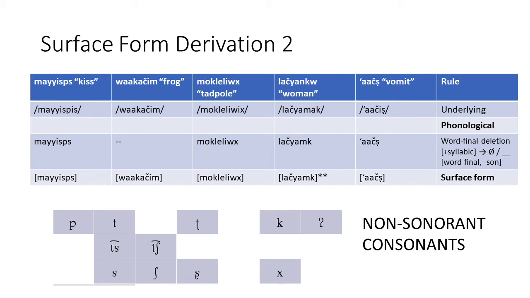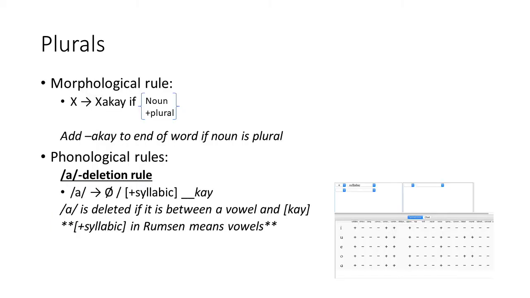Let's make it a little bit more complicated. So if you want to make a plural noun, here I'm introducing a morphological rule. Here the word is X, but it's saying you add the suffix akai if X is a noun and if you want to make it plural. Usually a morphological rule comes first in the derivation, in that table thing I just showed you.